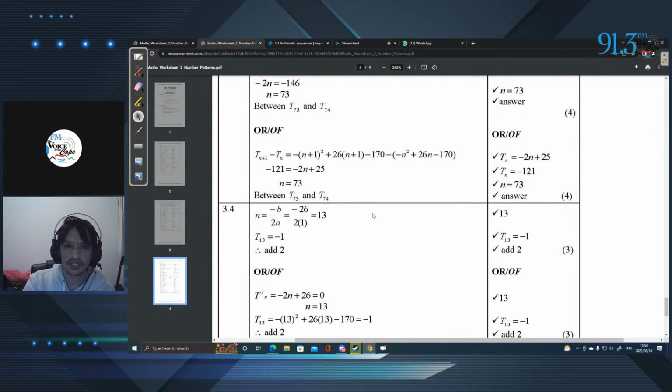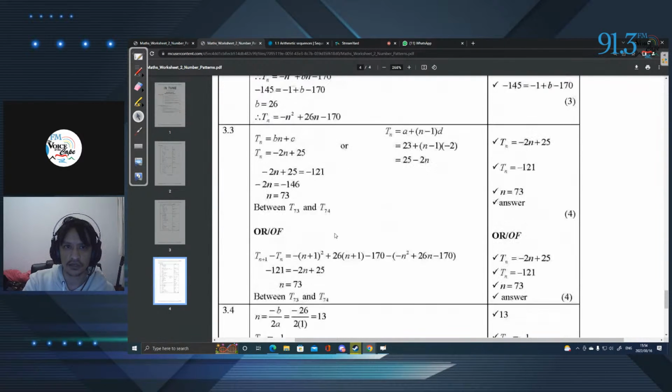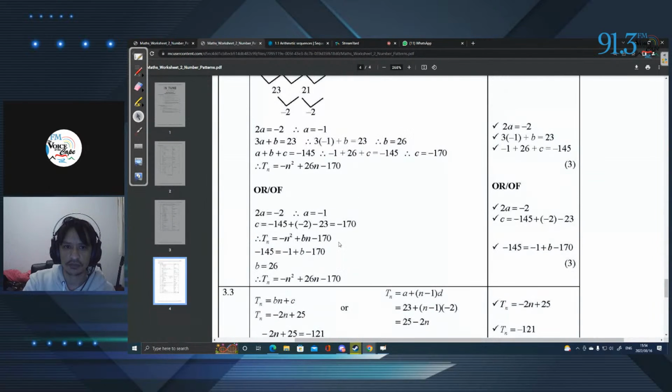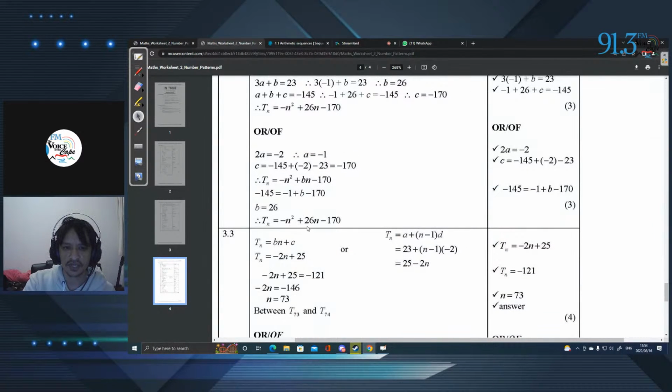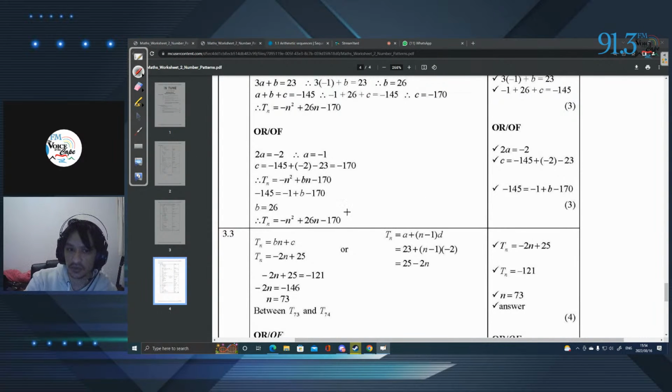Now, for this specific function, if we look at the original function, I'll scroll up. Look at this. It's negative n squared plus 26n minus 70. Now, if you know your functions, and I'm going a little bit off topic, if this a value over here, this negative is telling you about the shape of your graph. And they're telling us that this graph is essentially shaped like this. It's a sad face. Okay, this is just a rough sketch.